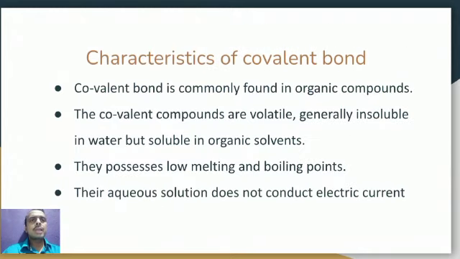Now see the characteristics of covalent bond. Covalent bond is commonly found in organic compounds, and covalent compounds are volatile and generally insoluble in water but soluble in organic solvents, and they possess low melting and boiling points because of the lower electronegativity difference, and their aqueous solution does not conduct electric current.